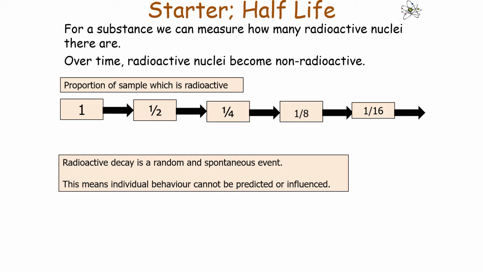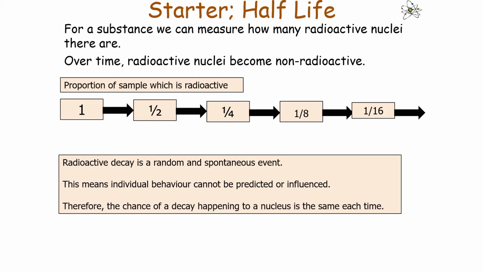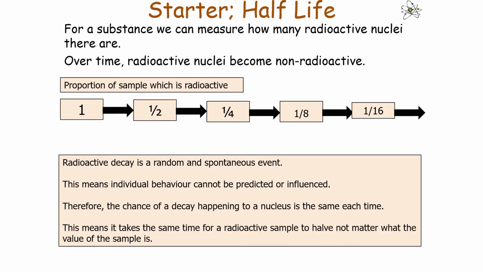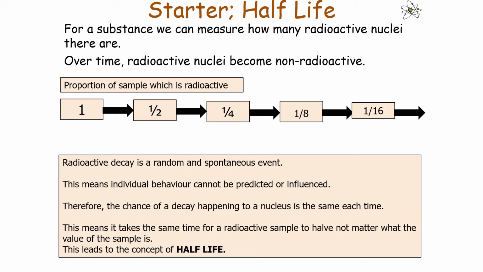Now, let's consider a proportion of a sample which is radioactive. Because radioactive decay is a random and spontaneous event, individual behavior cannot be predicted or influenced, so the chance of a decay happening to a nucleus is the same each time. This means it takes the same time for a radioactive sample to halve, no matter what the value of the sample is. This leads to the concept of the half-life.